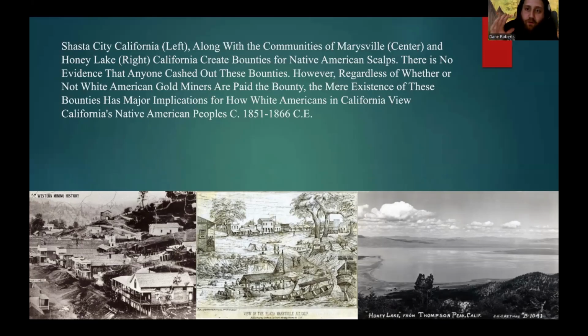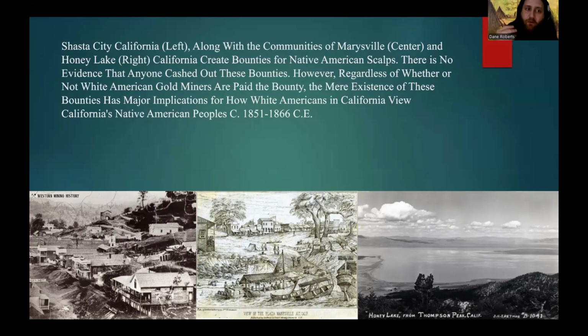But a good example of when this sort of began or became normalized can be seen when Shasta City, California, along with the communities of Marysville and Honey Lake, California, created bounties for Native American scalps. Now, it is important to note that there is no evidence that anyone actually cashed out these bounties or was actually paid these bounties for bringing in Native American scalps.